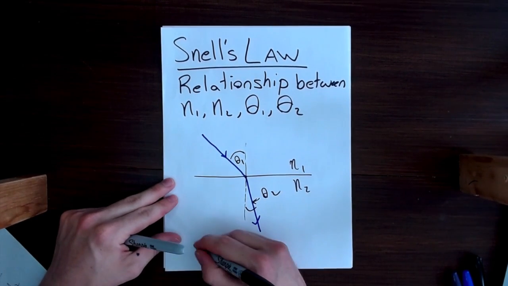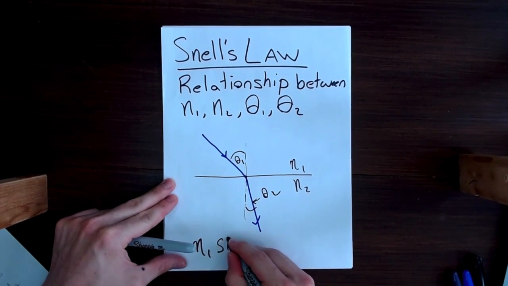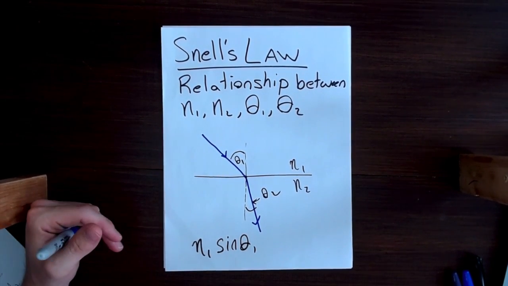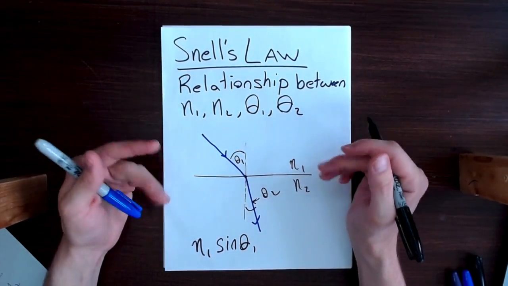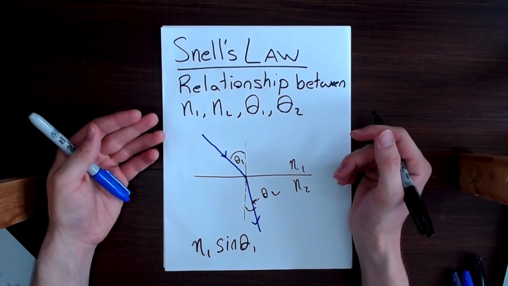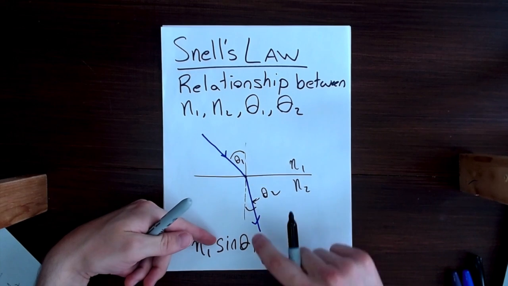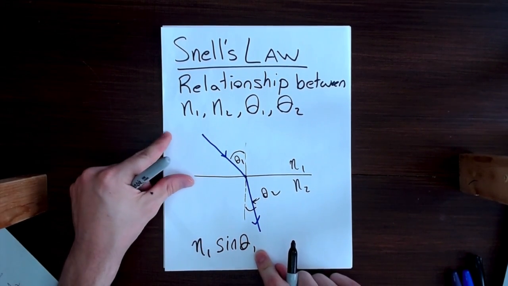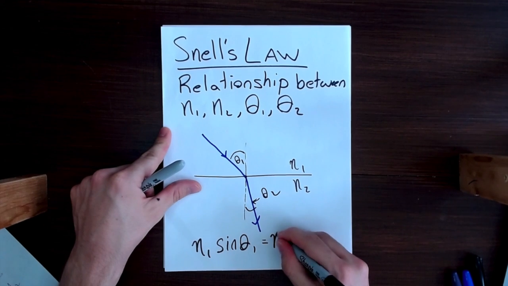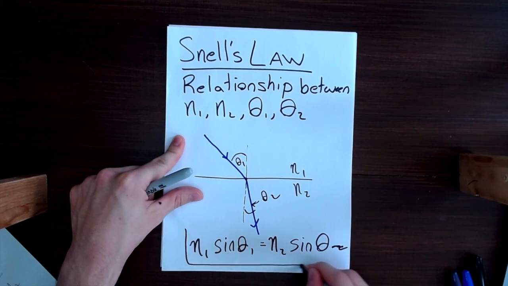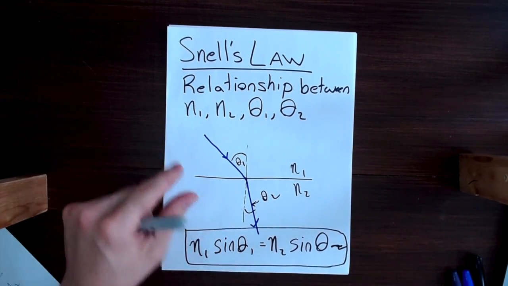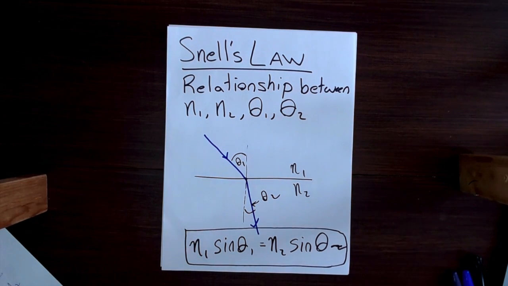Snell's law is N1 times sine theta 1. Now you should remember from last week's assignment, the measurement of these angles was not a nice relationship. It wasn't something nice and linear. That's because of this. That's because it depends upon the trig function sine theta 1. And this is just going to be equal to N2 times sine theta 2. And that is Snell's law. All right? Just an equation that relates the two, and we see that it depends upon the trig function sine.